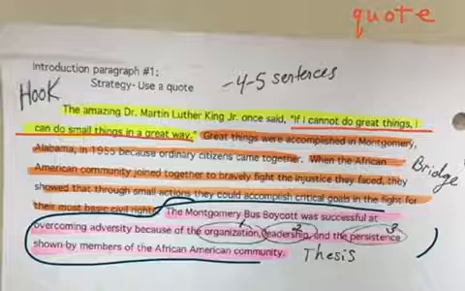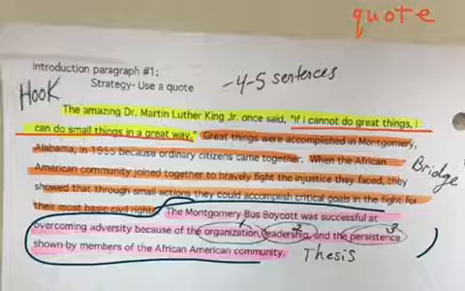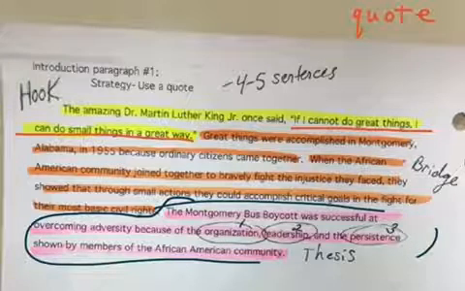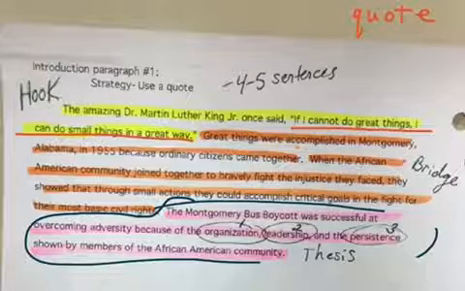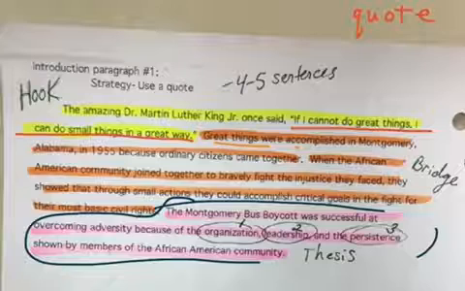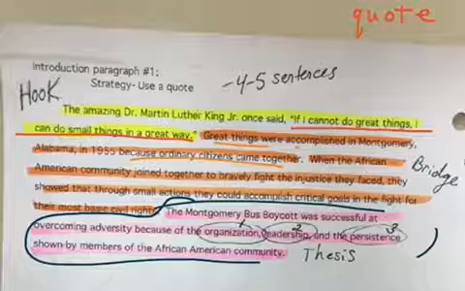So our Dr. Martin Luther King said, "If I cannot do great things, I can do small things in a great way." In other words, everything is achievable. I just might have to do it in smaller steps. So let's take a look and see how the bridge is going to connect it to the students. "Great things were accomplished in Montgomery, Alabama in 1955 because ordinary citizens came together. When the African American community joined together to bravely fight the injustice they faced, they showed that through small actions, they could accomplish critical goals in the fight for their most basic civil rights."